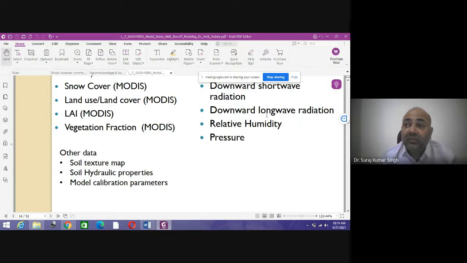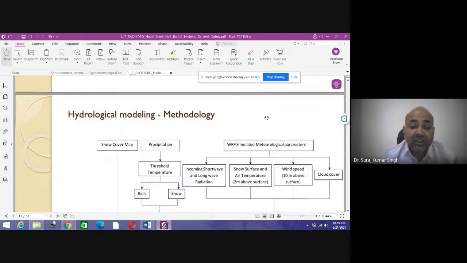Apart from this, we will require soil texture data. What is the kind of texture of soil in that area? Then we'll require soil hydraulic properties and soil maps. Then model calibration has to be performed in order to validate the results of the data.